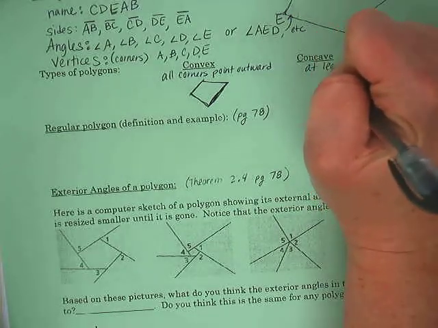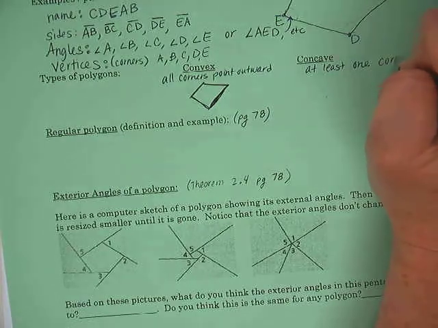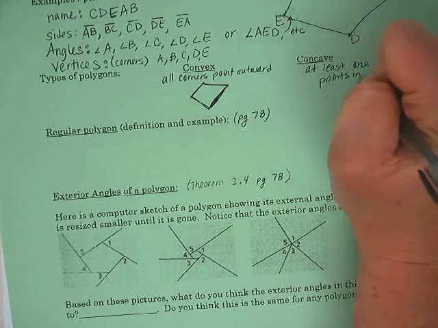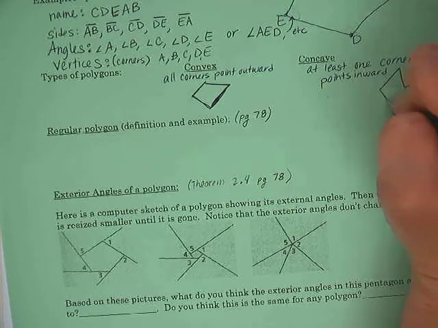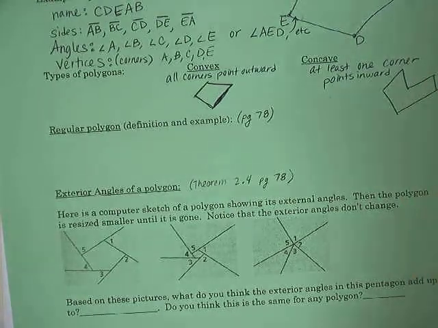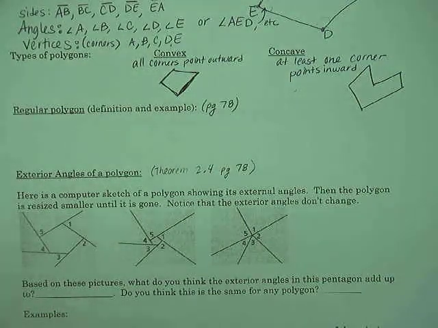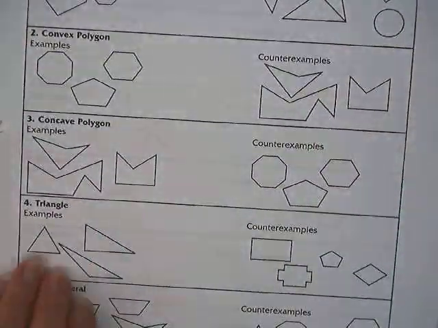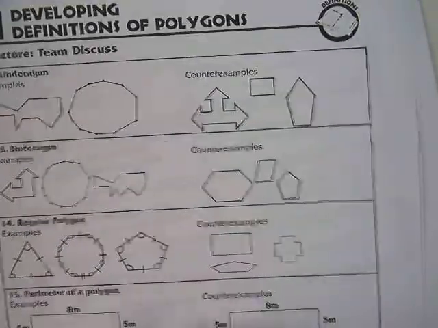Concave, at least one corner points inward. Okay, so maybe something like that. Now, that's just one. I only made one corner pointing inward. Could there be more than one corner pointing inward? Yes, there could be.